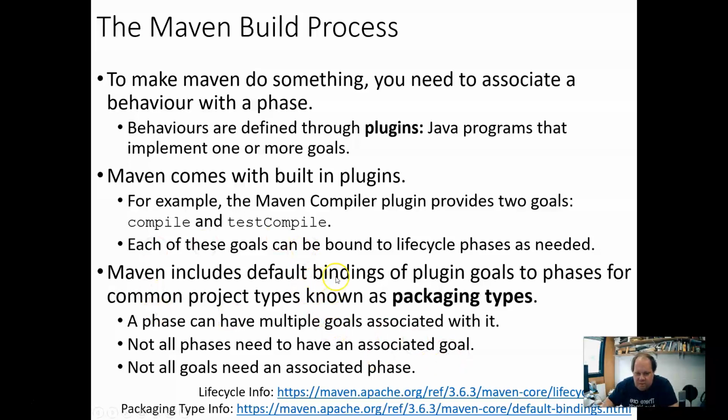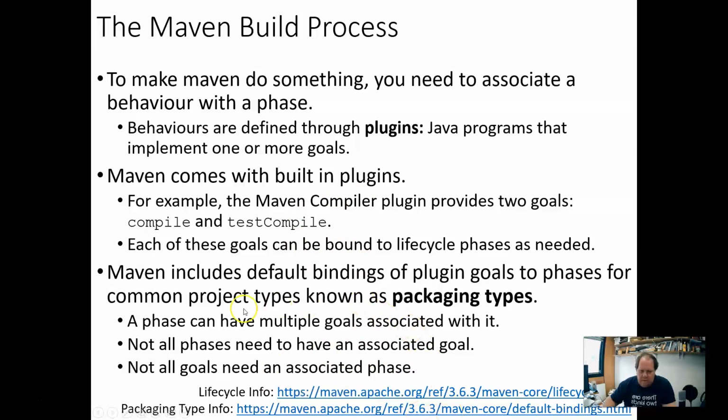Maven includes default bindings of goals to phases for common project types, and these are known as packages or packaging types. Each packaging type contains a set of default mappings. A phase within a life cycle can be mapped to 0 or more goals. It can have multiple goals with it, or it can have no goals associated with it. And not all goals defined in a plugin need to be associated with a phase. Again, there's more information on the life cycle process here.